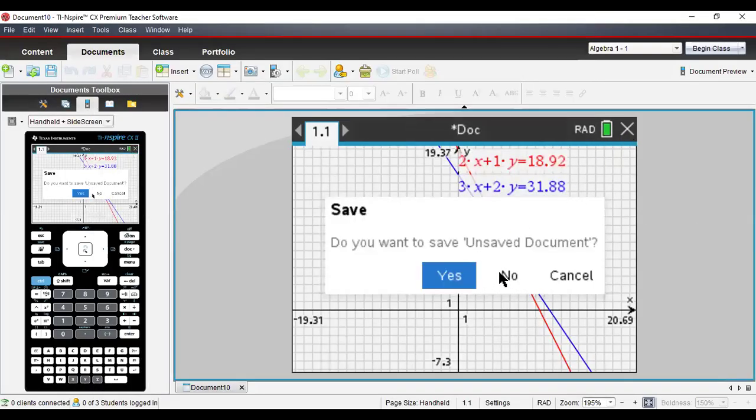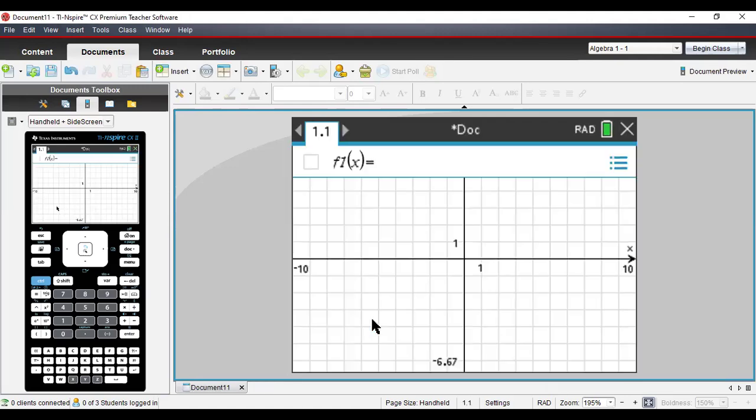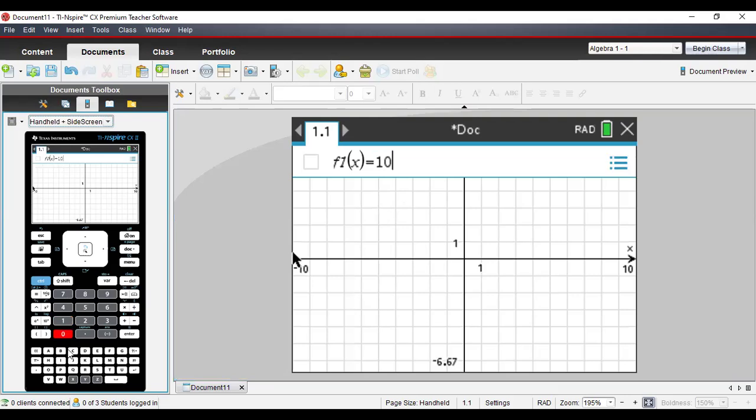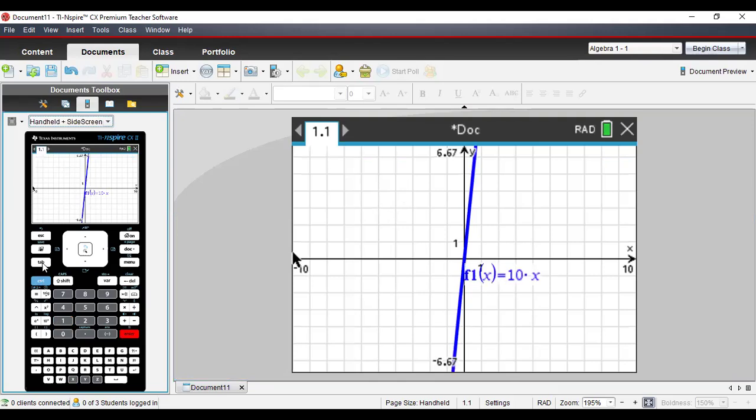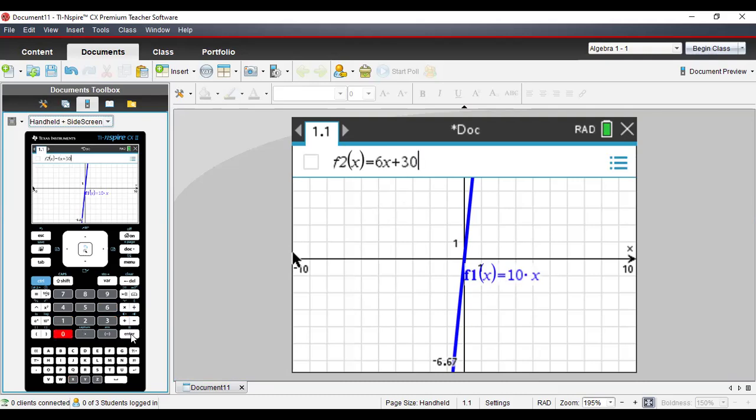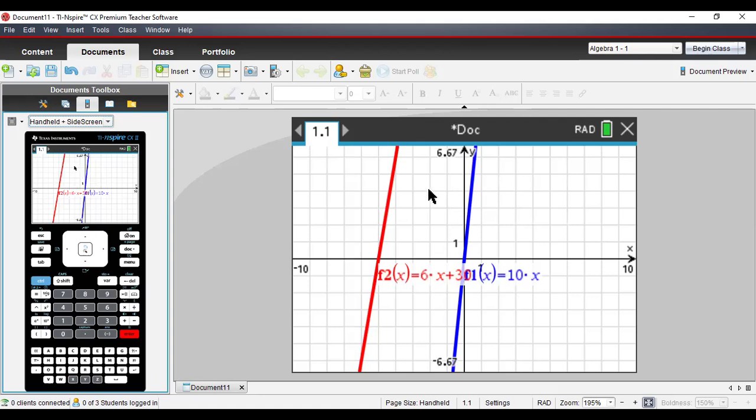Get rid of this. Now, we are given two functions. So this is Aiden, 10x. And then I am going to do his sister Ella. And she was running at six feet per second. So 6x, and she had a head start of 30 feet. So press enter. Now, we don't see the answer or the intersection, so we're going to zoom out.